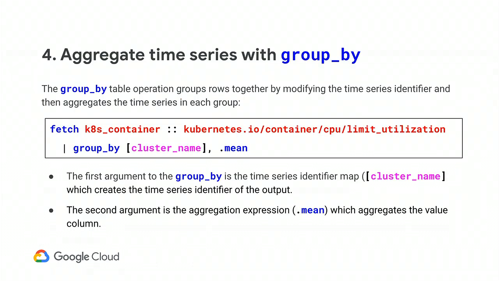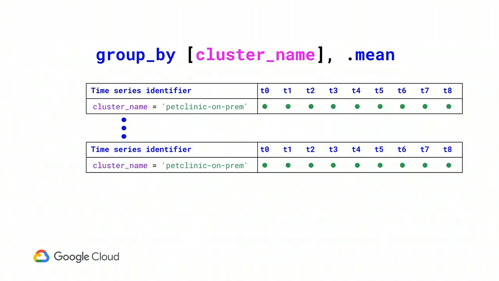Another thing you might want to do is to get statistics about all of the things in the table. And that's done by the group by operation. So here we're piping the output of the fetch into a group by, which has two arguments. The first is a map expression, which is going to tell us how to construct the time series identifier columns in the output table. And here they're constructed by just taking the cluster name field from the input table stream ID, and that will be the stream ID of the output. And then the other part is the aggregation.